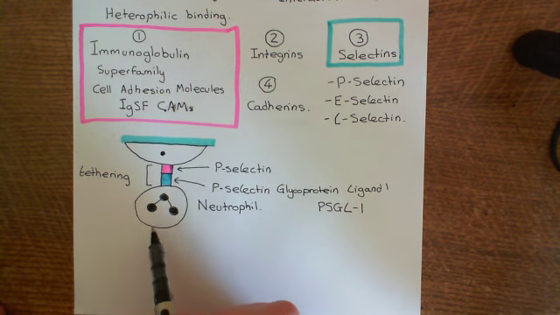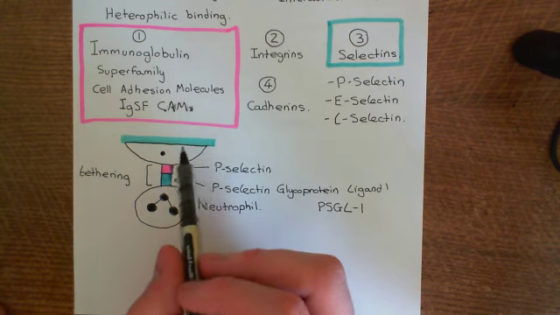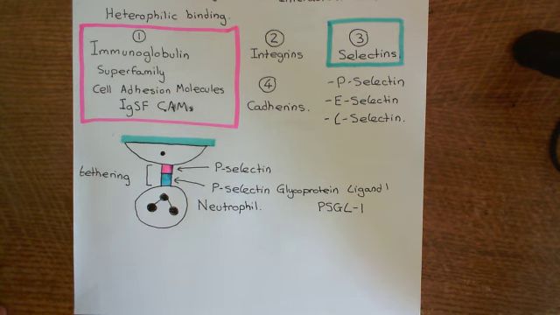So what's next going to happen is this neutrophil will diapedese across the endothelium, and it will end up in the interstitial fluid where you have the infection, and then it can go and hopefully attack the invading pathogen and help to clear the infection.